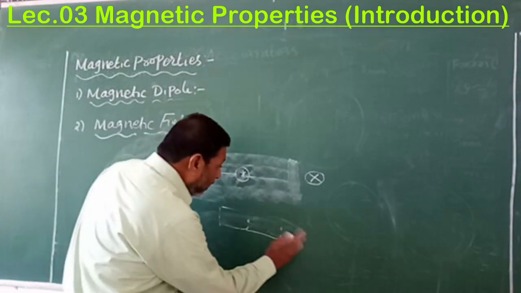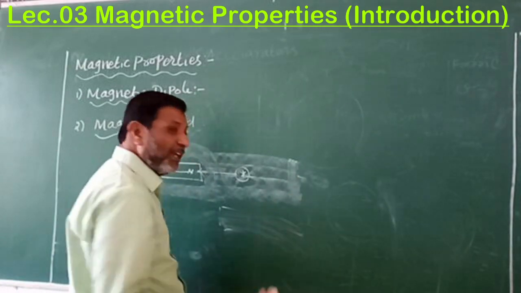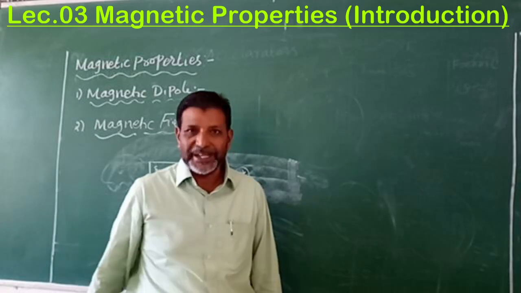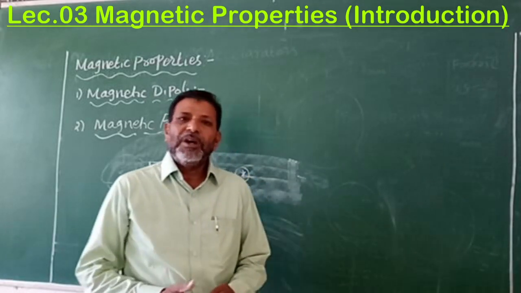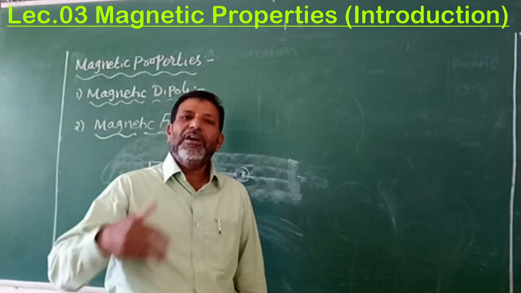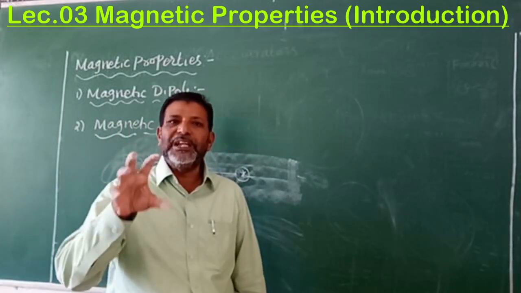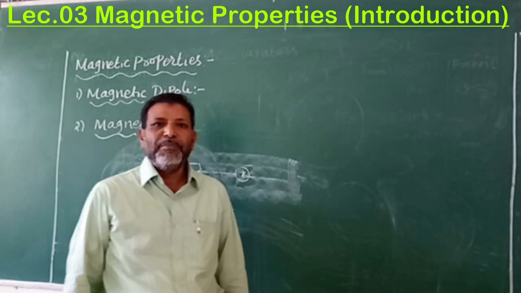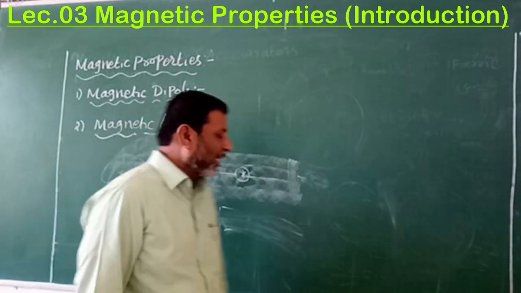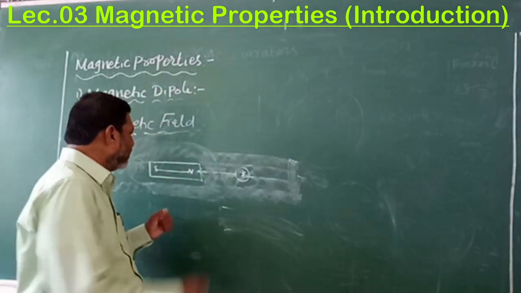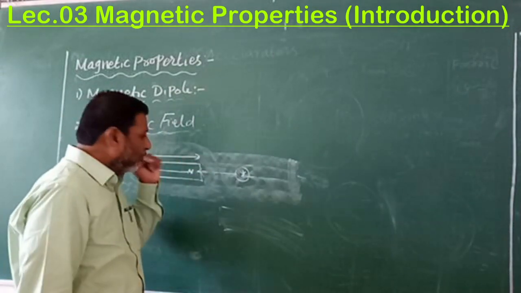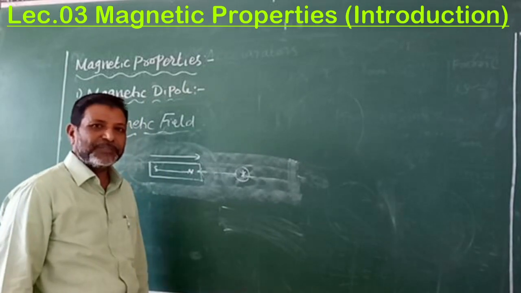You know that the magnetic field is also a vector quantity. It has got magnitude as well as direction. For the magnitude, in different cases you have different formulas for the calculation of the magnetic field. Then how to find its direction? The direction of the magnetic field is always from south pole to north. This is the direction of the magnetic field.